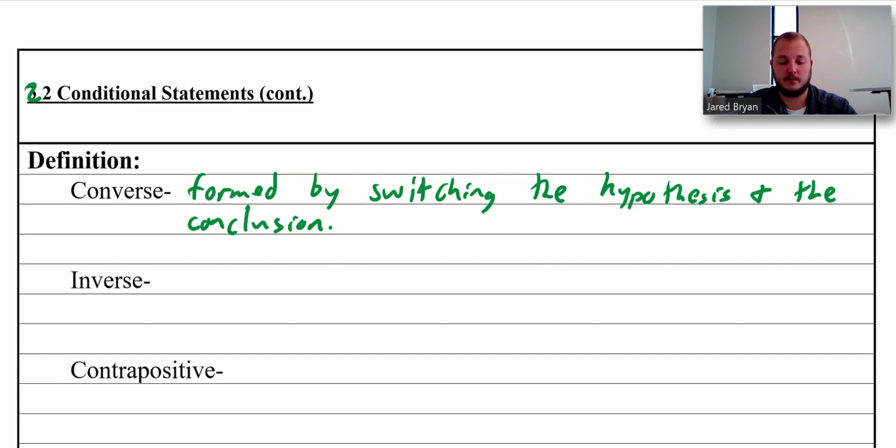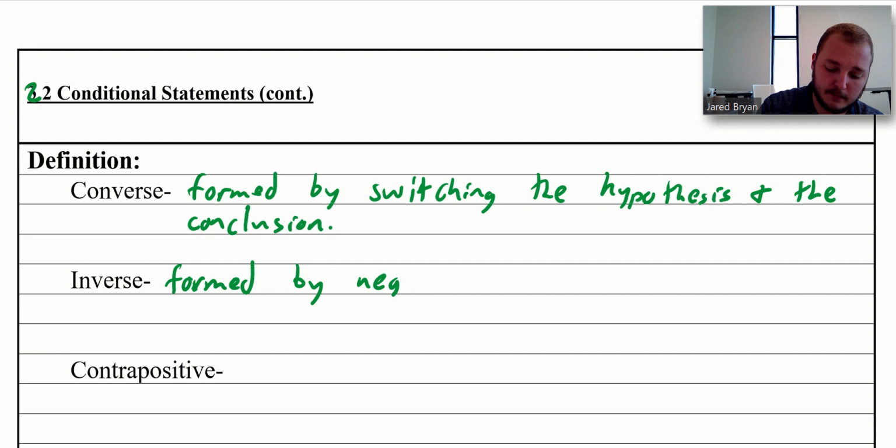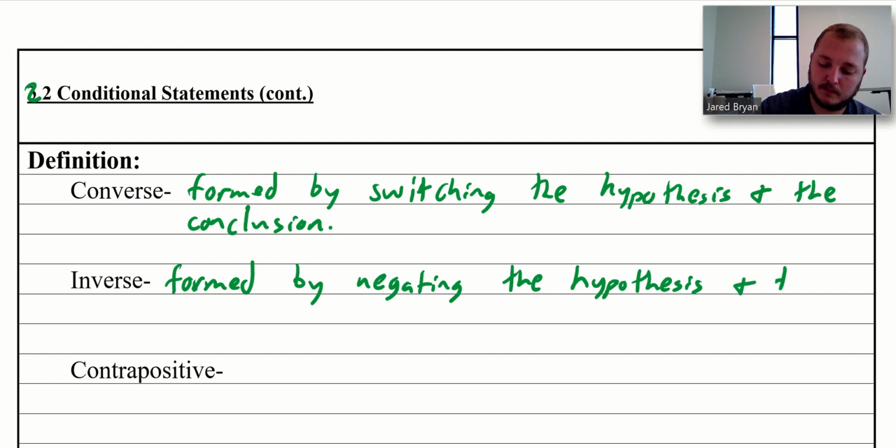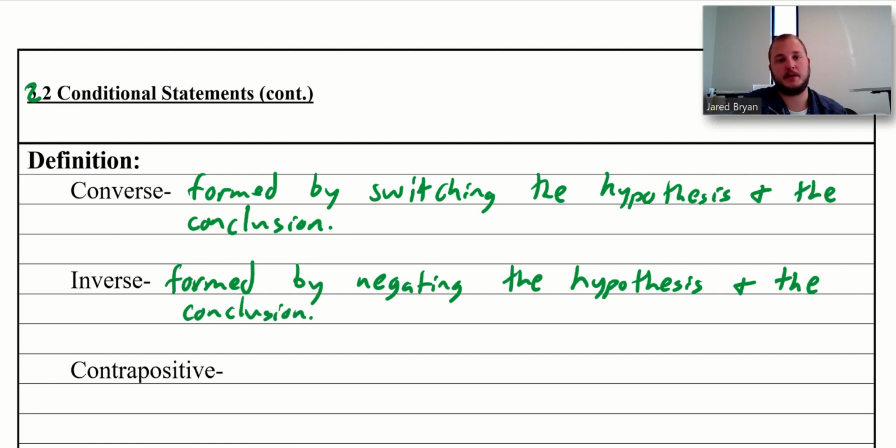Okay? Next one here, the inverse. The inverse is formed by, we're not going to switch anything. Our hypothesis and conclusion are going to stay in the same place. We're going to do this thing called negating, which is basically saying the opposite of something. So formed by negating the hypothesis and conclusion.